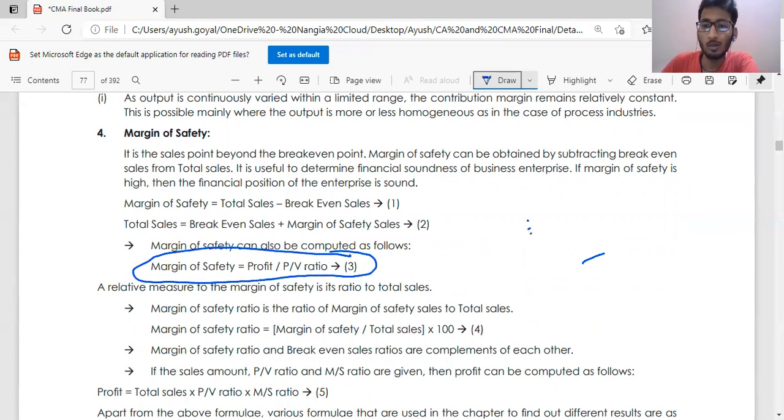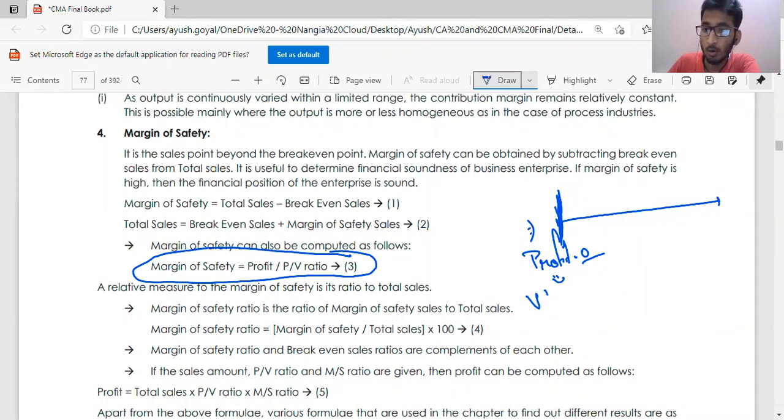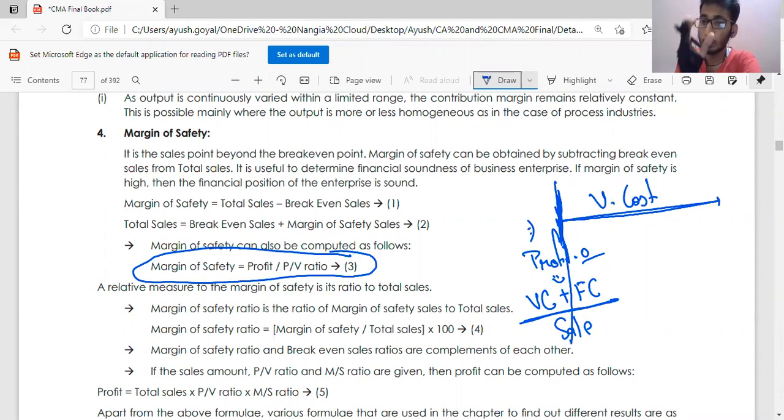Now, let's break down this formula. So basically, I'm saying the unit which you are selling above the break-even point. So suppose this is the break-even point. At this point, your profit is zero. Or I can simply say that your variable cost plus fixed cost up to this point is covered by your sale. So above this point, your cost would be variable cost only, because fixed cost is only up to this.